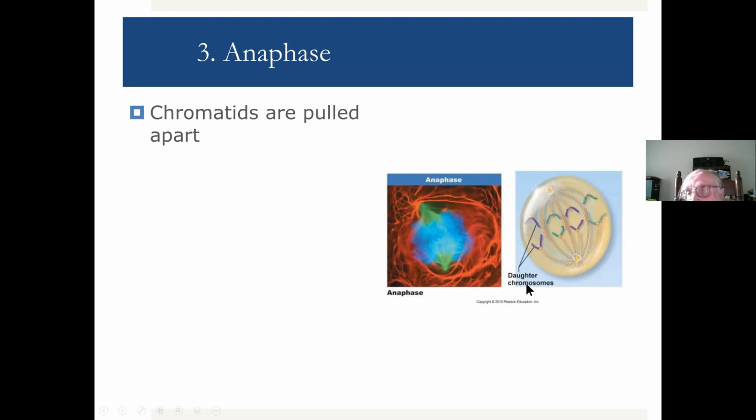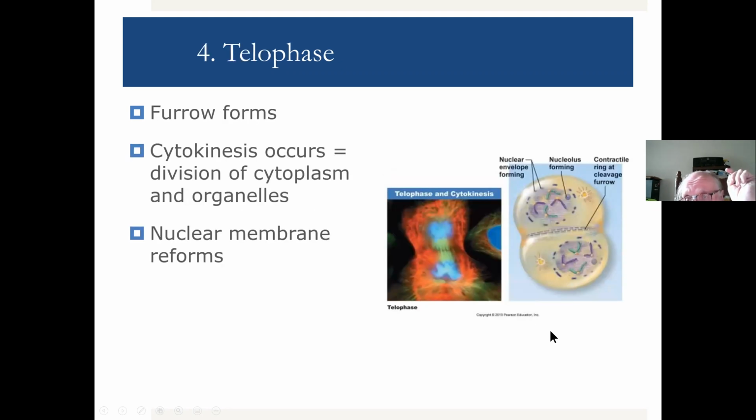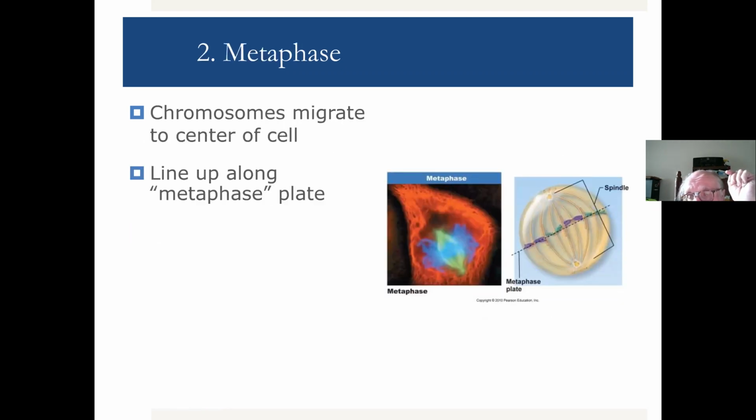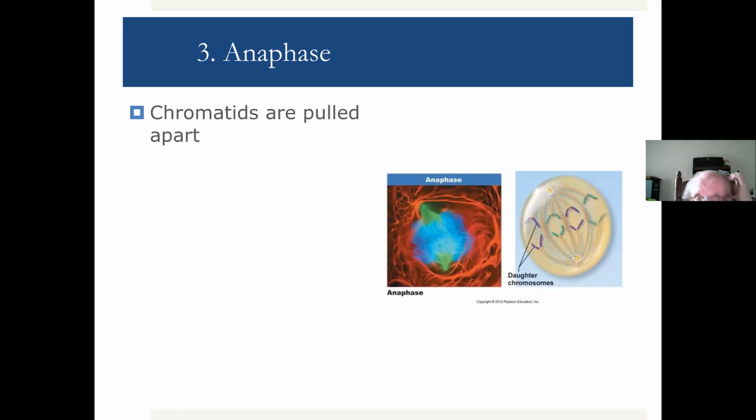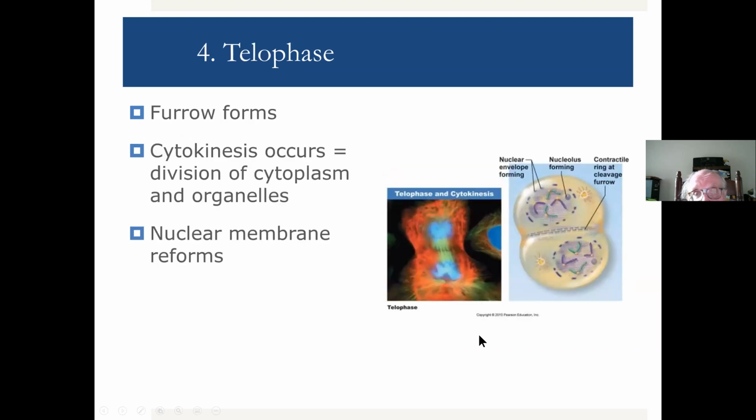Anaphase is when they're starting to pull apart. Metaphase, they were lined up. Prophase, they were not lined up; you can see the chromosomes, but they were not lined up. In anaphase, they're starting to pull apart. And in telophase, they have pulled apart and are starting to reform a nucleus and a nuclear membrane, and the cytoplasm of the cell is starting to divide.